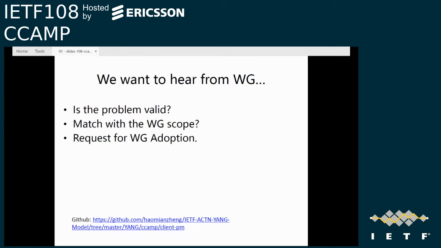Okay, this is not the first time we present to this working group, but we haven't heard any feedback yet. Besides the solution or the model shape, we would like to start from the very beginning, looking for feedback from the group. Is this a valid problem to be solved in CCAMP? And does it match the current scope of CCAMP? If yes, people may have different ideas on how to manage the performance monitoring, and we are open to comments and discussion. If we are on the same page, we would request working group adoption. We also give the GitHub hyperlink at the bottom of the presentation. That's all the presentation. Thank you.